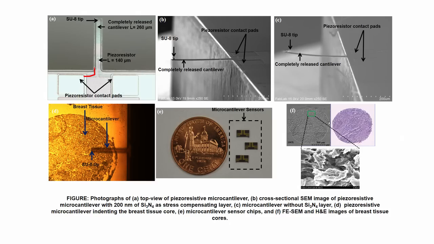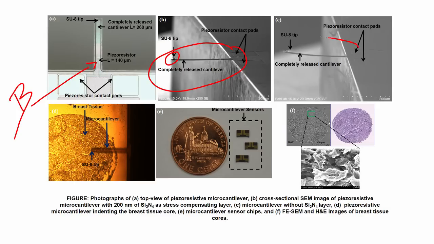Now, if you see here on the screen, what you see is a piezoresistive cantilever, and here these are the piezoresistors doped inside, this diffusion. We have done diffusion. What have we done? We have diffused boron to make the polysilicon piezoresistive. Here you can see a completely released piezoresistive microcantilever with an SU8 tip here.